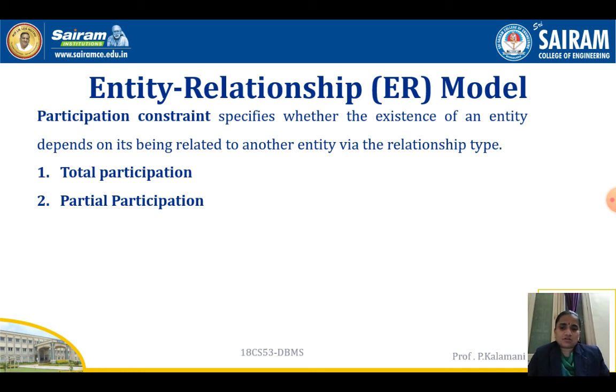In total participation, if one entity does not exist, the relationship itself won't be there. So that is called existence dependency. So that's all about the basic concepts of entities, attributes, relationships, and the different structural constraints used in the ER model. Thank you.